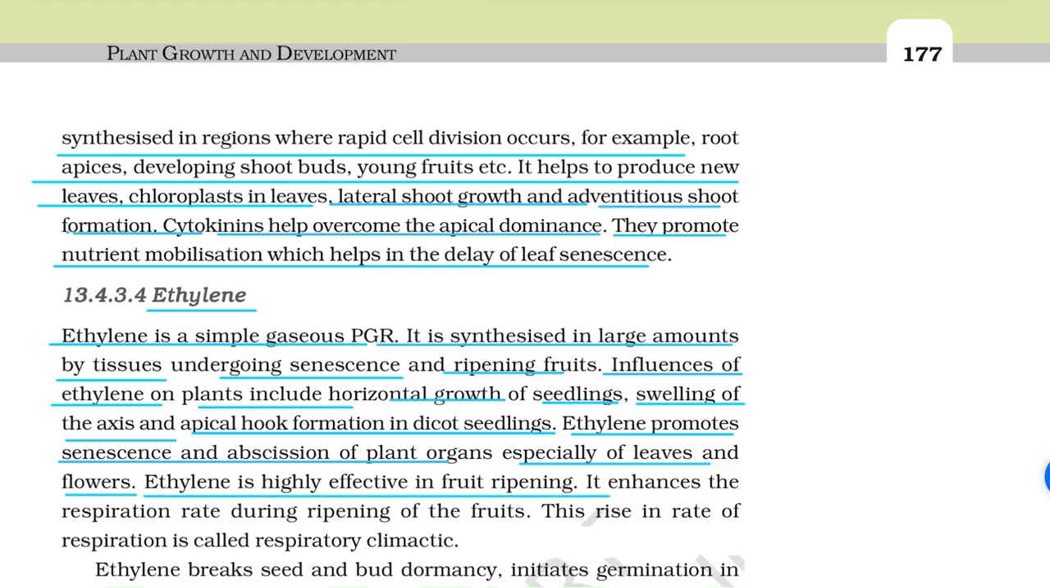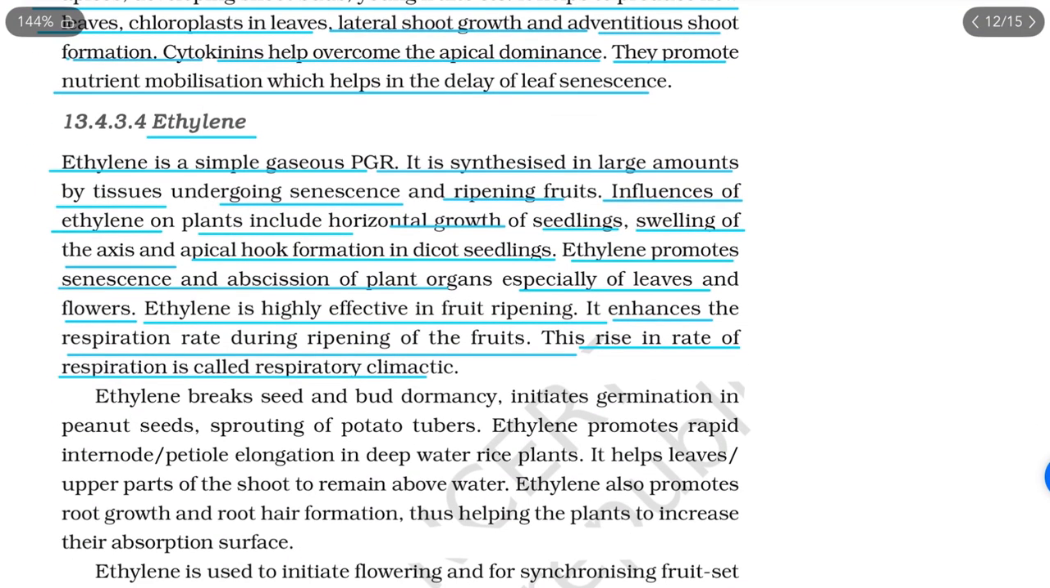Ethylene is highly effective in fruit ripening. It enhances the respiration rate during ripening of fruits. This rise in rate of respiration is called respiratory climacteric. Ethylene breaks seed and bud dormancy. Initiates germination in peanut seeds.